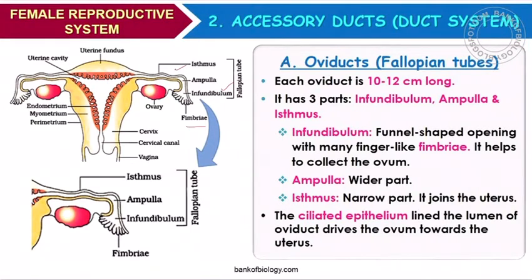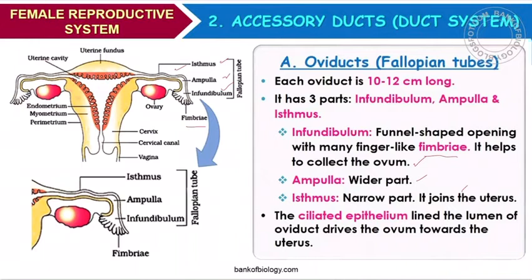The ovum that is released from the ovary due to ovulation will be absorbed by the finger-like structures of the infundibulum. And then you have the ampulla, a wider tube-like structure, and then the isthmus, a narrow tube-like structure. The infundibulum is funnel-shaped, opening with many finger-like fimbriae. It helps in collecting, or absorbing, the ovum.